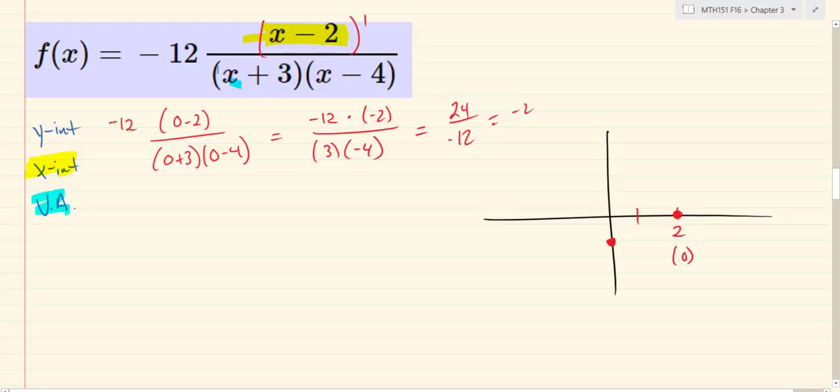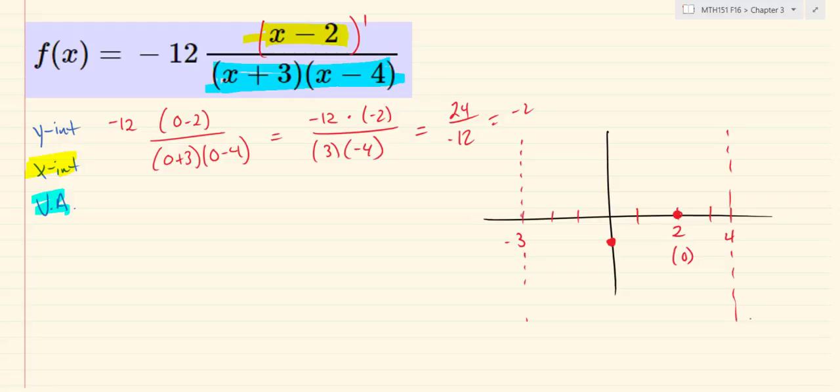So vertical asymptotes, we're going to read off the denominator. Okay, so negative 3, 1, 2, 3. Here's negative 3, and positive 4. And both of these are odd multiplicity, which means that the graph is going to approach different infinities. I don't know which is which, but I know that they're different.